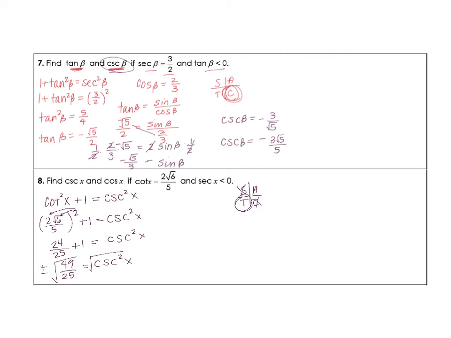We do need to include that plus or minus, but we know that we are in the third quadrant. We're talking about cosecant, so it's going to have to be negative, and the square root of the top over the square root of the bottom.